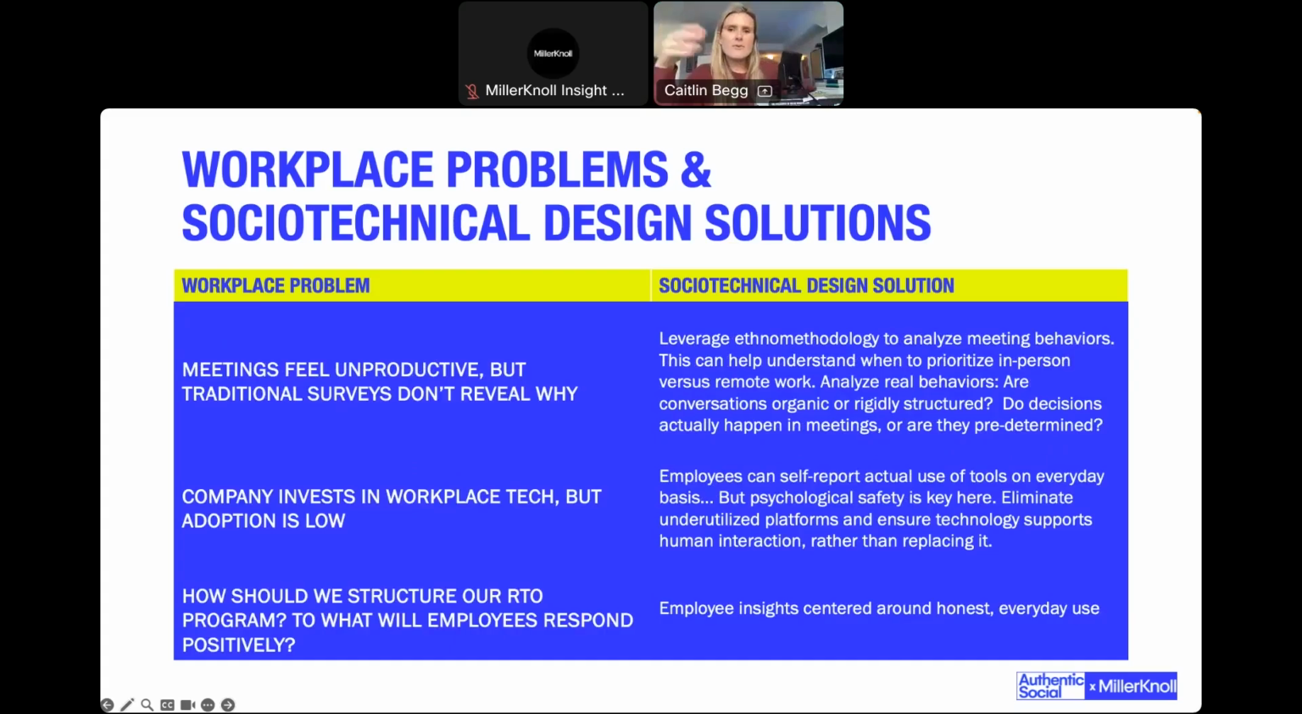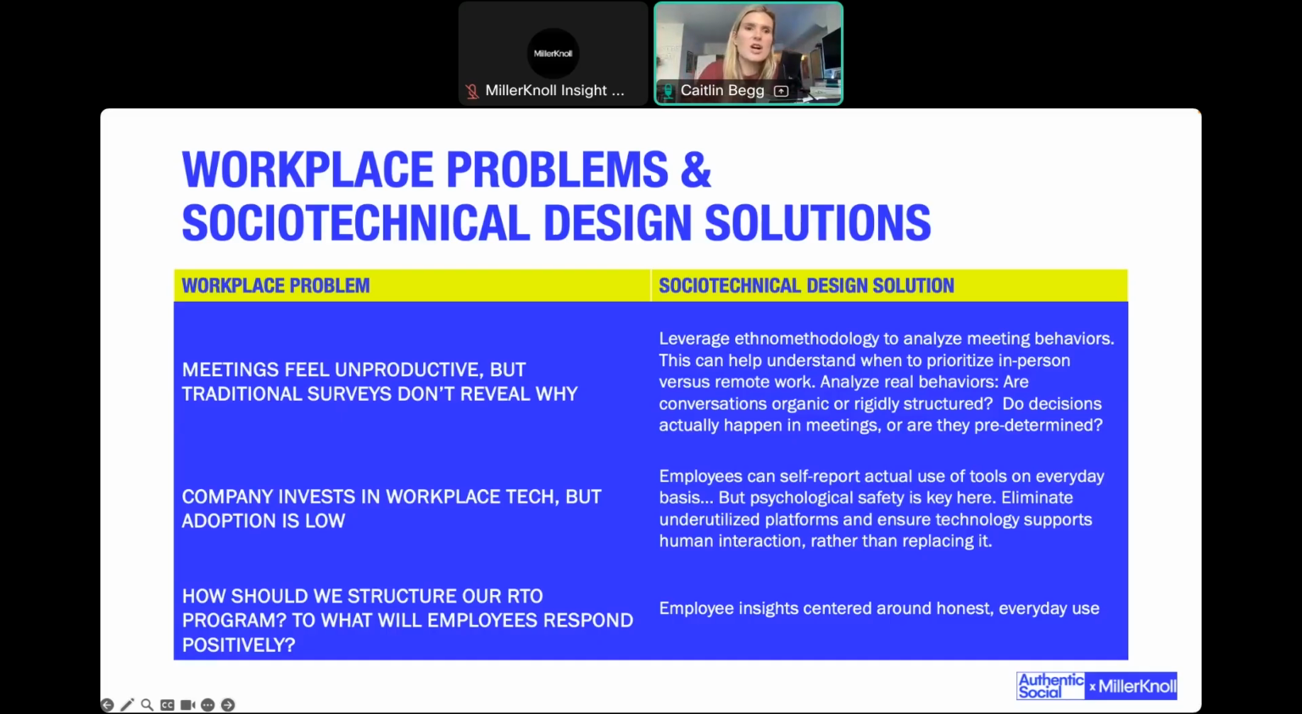And in closing, a few workplace problems and socio-technical design solutions. When meetings feel unproductive but traditional surveys don't reveal why, this might be because you're not understanding the everyday basis of employees' experience, and also you might be poorly designing the survey. That's something to think about. When a company invests in workplace tech but the adoption is low, it might be, again, because it's not really what the organization needs, or it might just be because they don't really understand how to leverage the tool. So understanding what is going on there is also important.